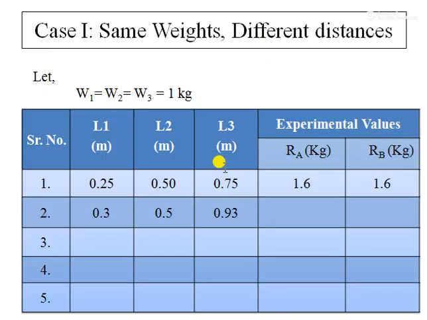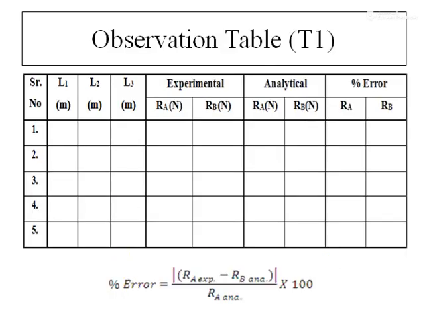Similarly, we will take different sets of readings. This was one set of readings that I have explained. Now we will keep the weights constant and keep the lengths varying. We'll keep the lengths as 0.3, 0.5, 0.93. We'll get some experimental values in the spring balances for RA and RB, and we will take three more such sets of readings. This is how we will complete the observation table T1.